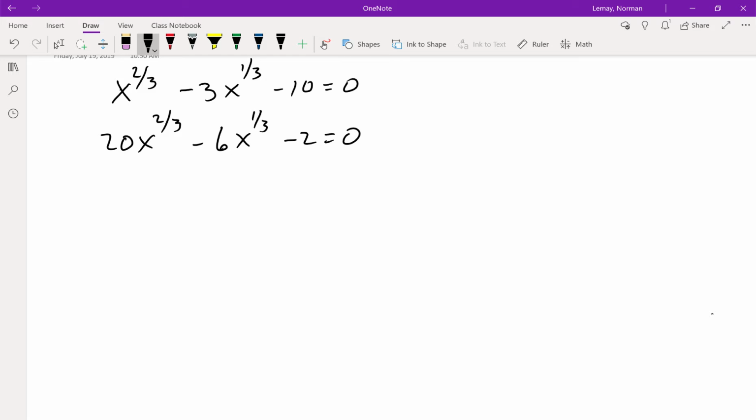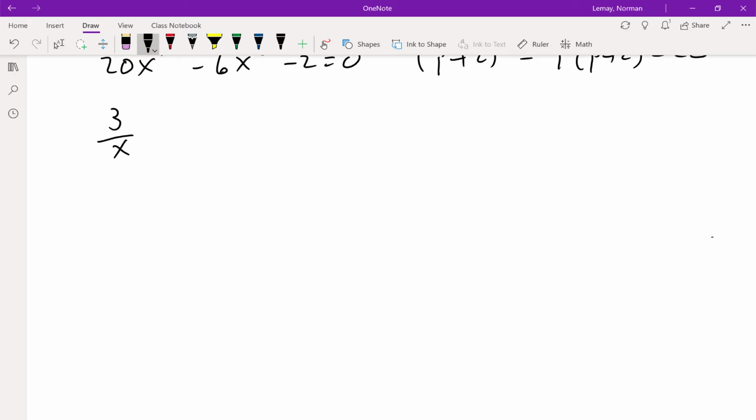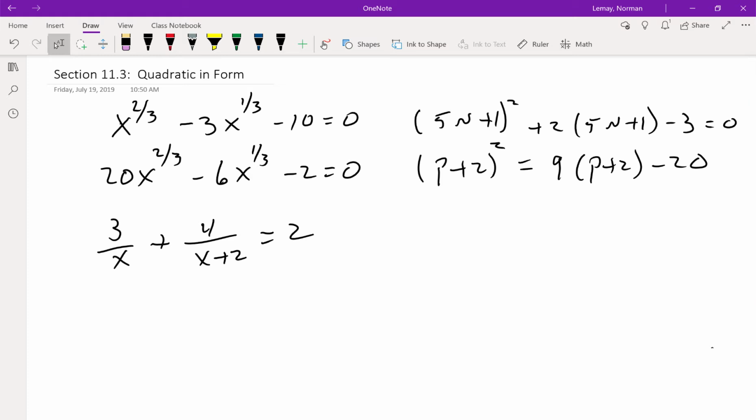All right, and then we're going to take a look at another one that's in the form, say, 5n plus 1 squared plus 2 times 5n plus 1 minus 3 equals 0. And then let's see, p plus 2 squared equals 9 times p plus 2 minus 20. Okay, so notice that this one has something involving a square, and this one has something involving a square and stuff on the other side. We already know how to deal with quadratics that have stuff on the other side. Again, a little hint reminder is bring everything to one side. All right, and then I would be remiss if we didn't take a look at at least one of these: 3 over x plus 4 over x plus 2 equals 2. All right, so every one of these equations here we say are quadratic in form or quadratic in nature.